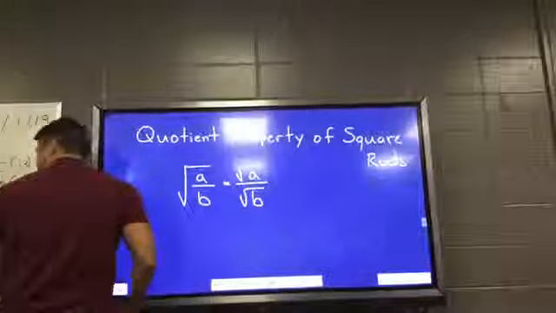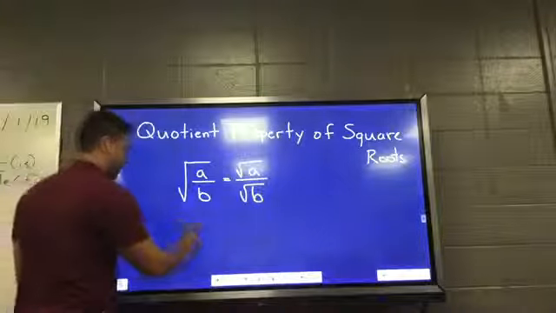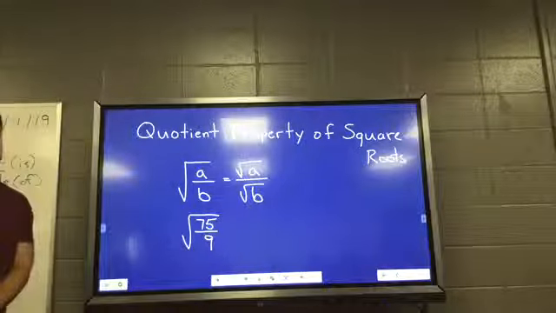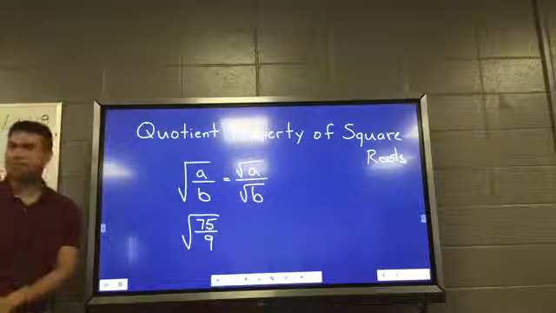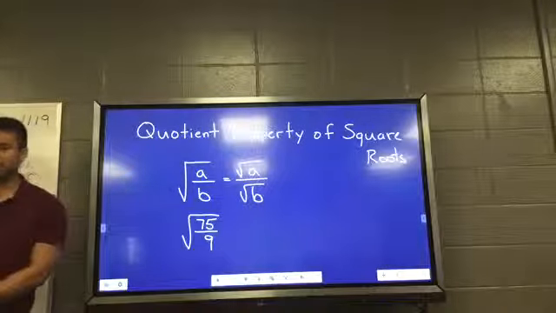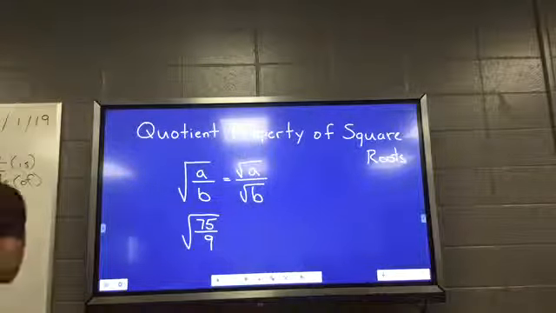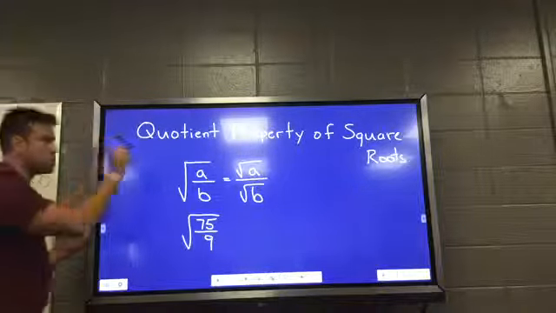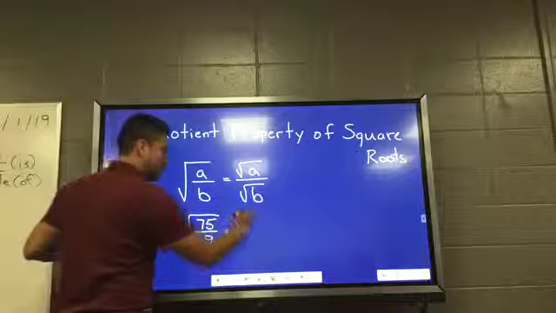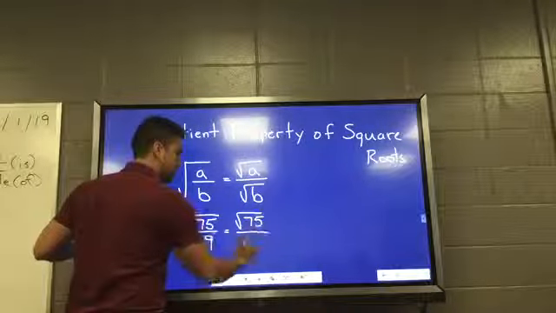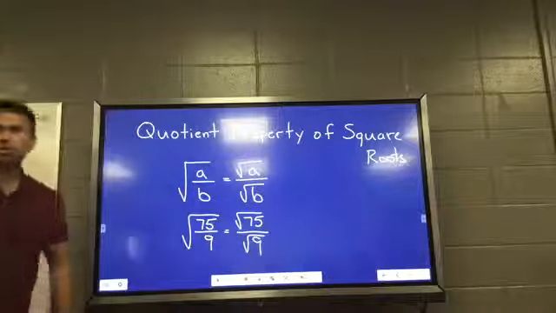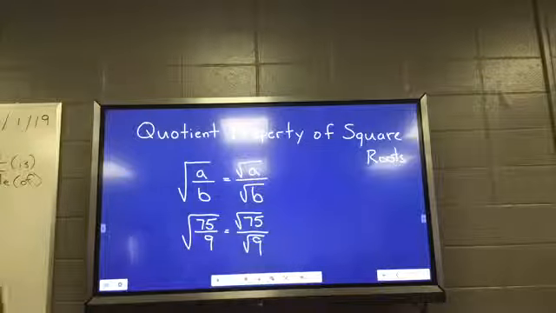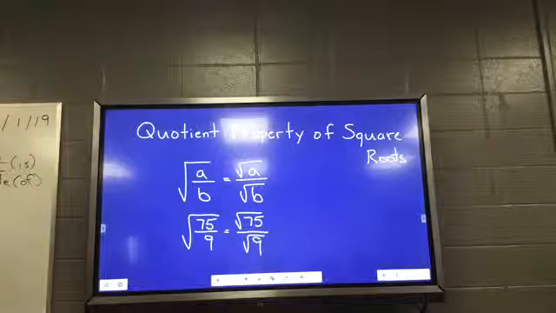So let me give you this problem right here. All right, ready? The square root of 75 ninths. Can you simplify 75 ninths into something useful? Like, can you divide 75 by 9 and get something that maybe is easier to factor? No. But I can use the quotient property. And what I do is I break it down into its parts. That didn't help. It just gave me 2 square roots instead of 1.